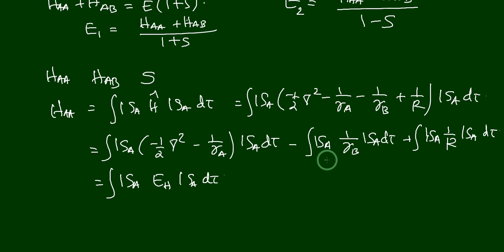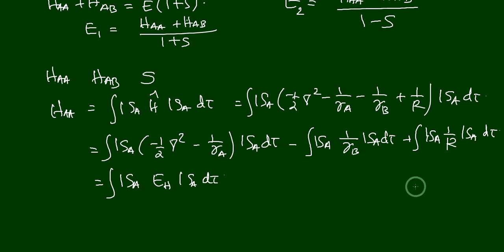Okay, here 1 by RB, the RB actually is the distance between the electron and the nucleus B. So 1 by RB actually is the potential energy operator for the nucleus B. So we can call this the potential energy of Coulombic attraction between the electron and the nucleus B, because this operator is for the nucleus B. And let me call this integral J. J is equal to integral 1sA 1 by RB 1sA dτ.